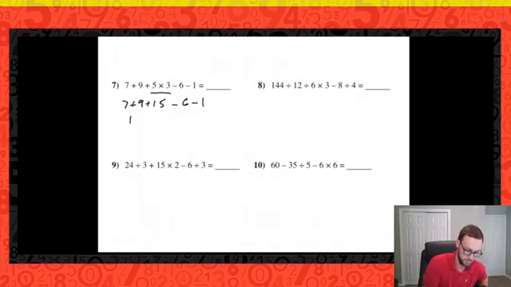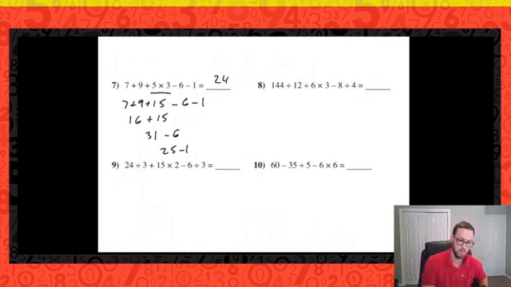7 plus 9 is 16 plus 15 is 31 minus 6 is 25 minus 1 gives us our solution of 24. Well done. All right, number 8.